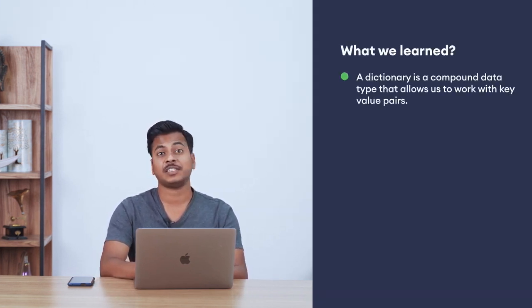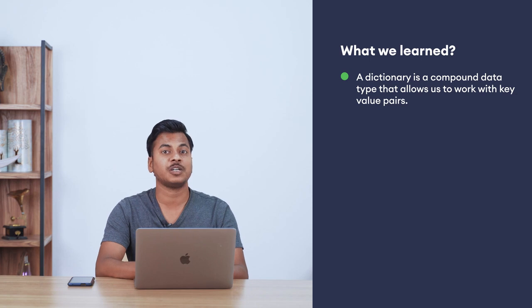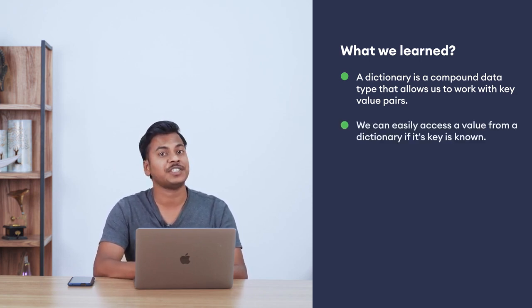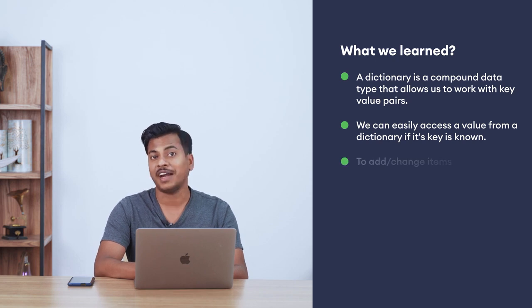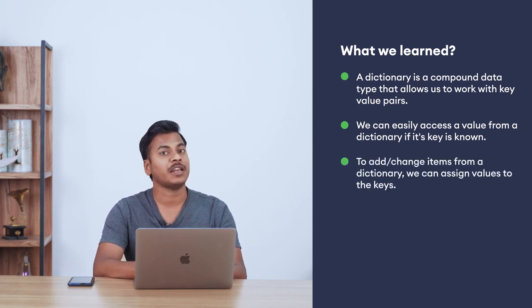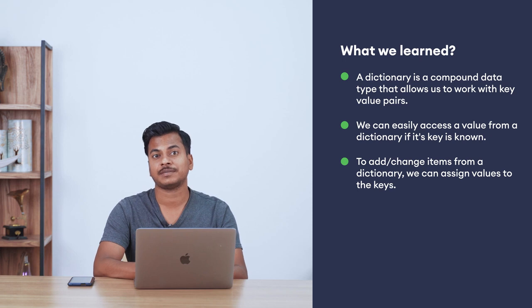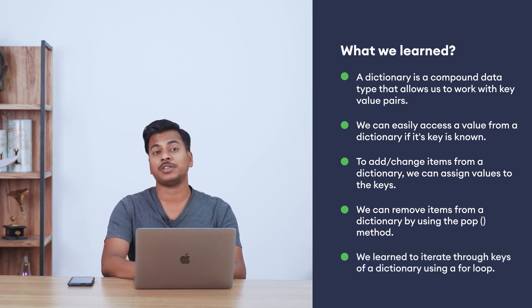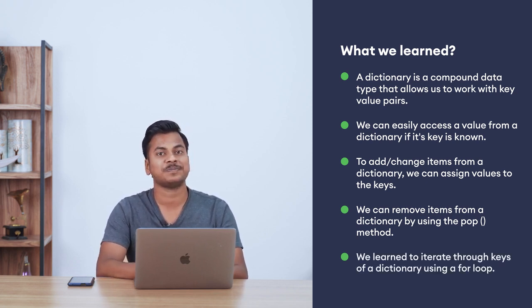Here's a recap of what we learned in this video. A dictionary is a compound data type that allows us to work with key value pairs. We can easily access a value from a dictionary if its key is known. To add or change items from a dictionary, we can assign values to the keys. We can remove items from a dictionary by using the pop method. And finally, we learned to iterate through keys of a dictionary using a for loop.